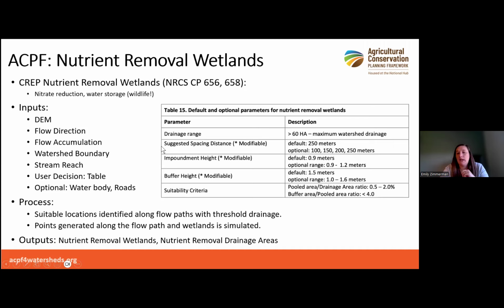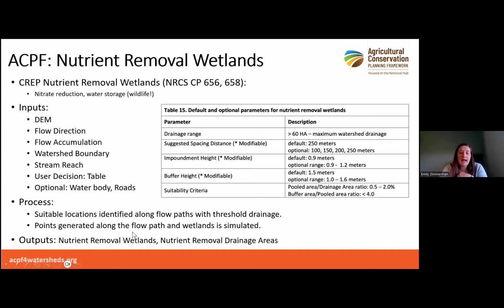And then the user can make decisions about spacing, impoundment height, and buffer height based on the landscape that you're in. So there is some discretion here. And again, this would be an important conversation between the conservation professional and the GIS analyst. You can also optionally include layers about water bodies and roads here. That's often helpful so that we're not siting nutrient removal wetlands over existing water bodies or roads.